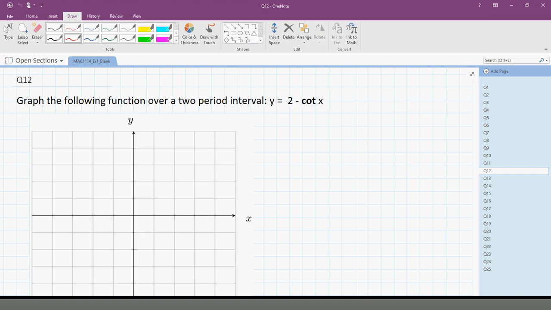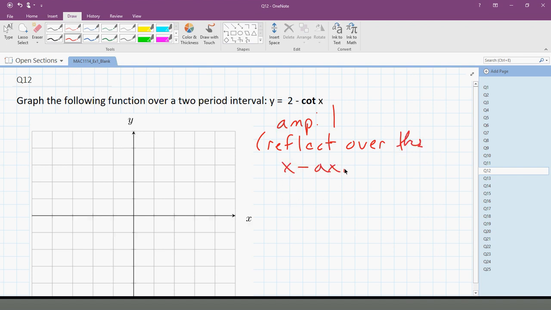All right, so now looking up here. What is our amplitude? Our amplitude is just 1. But because it's negative, what does that tell us again? Reflect over the x-axis. So in other words, our cotangent graph is actually going to kind of turn into a tangent graph because of the reflection.